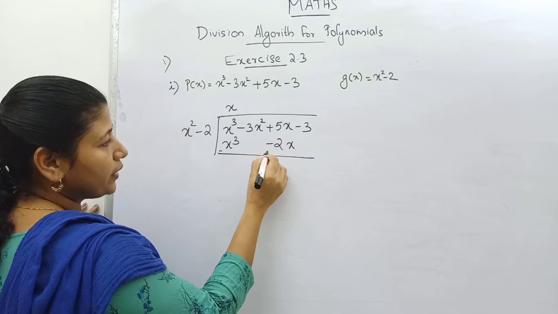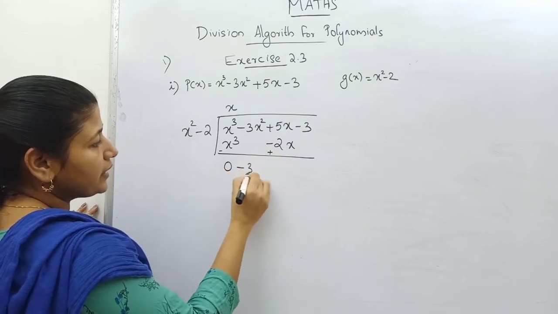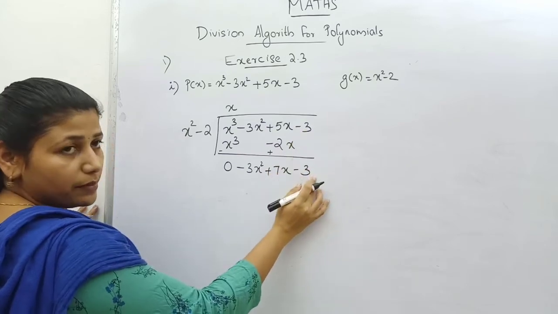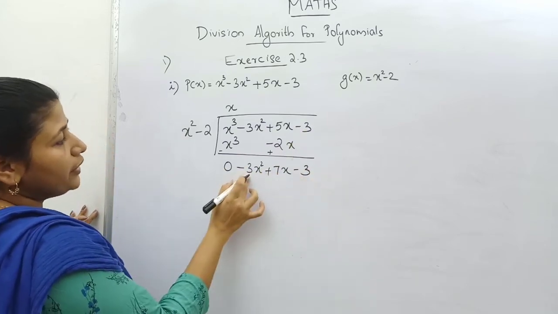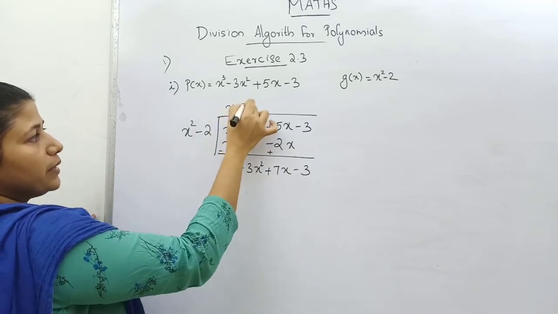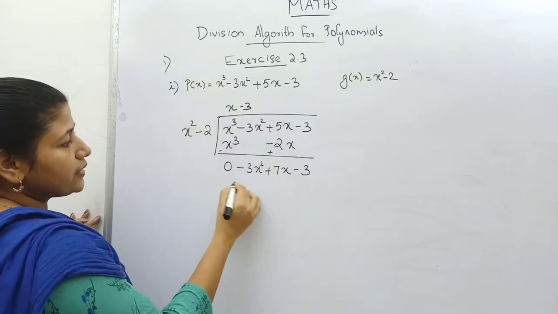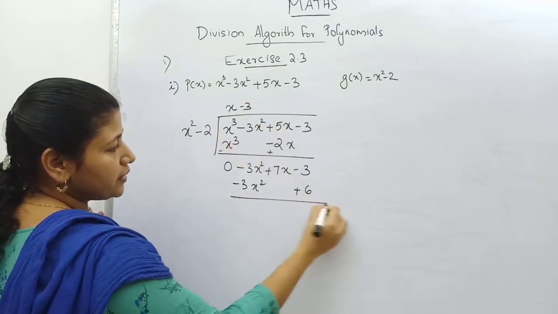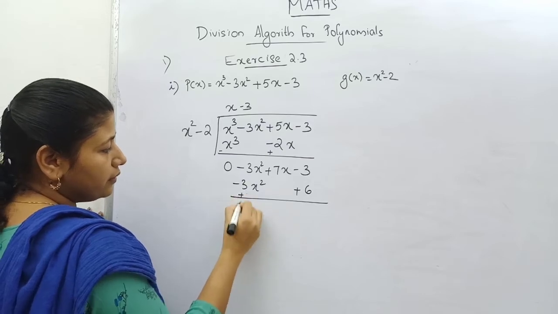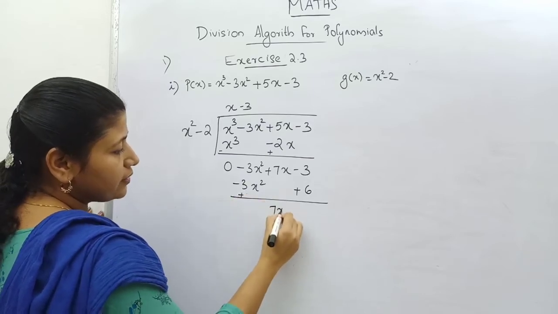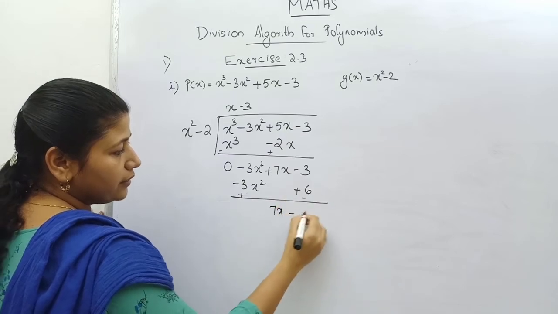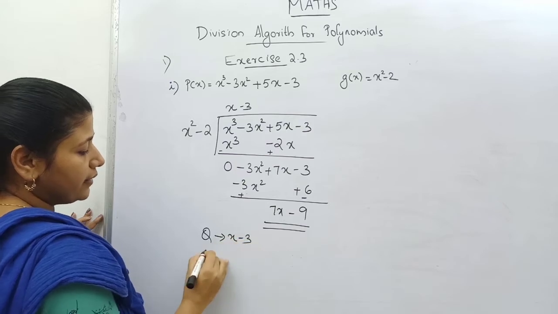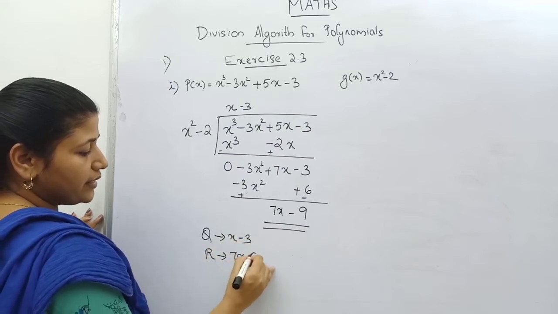And just subtract, you can change the sign. It will be 0, minus 3x^2. Here 5 plus 2 is plus 7x, minus 3. I am writing this minus 3 here. Then here we need minus 3x^2, x^2 is here, so just multiply with negative 3. Negative 3 into x^2 is negative 3x^2. Negative into negative is positive 6. Okay, so just subtract. This will be 7x, this will be 0, and here it will be minus 7x minus 9. So our quotient is x minus 3 and the remainder is 7x minus 9.